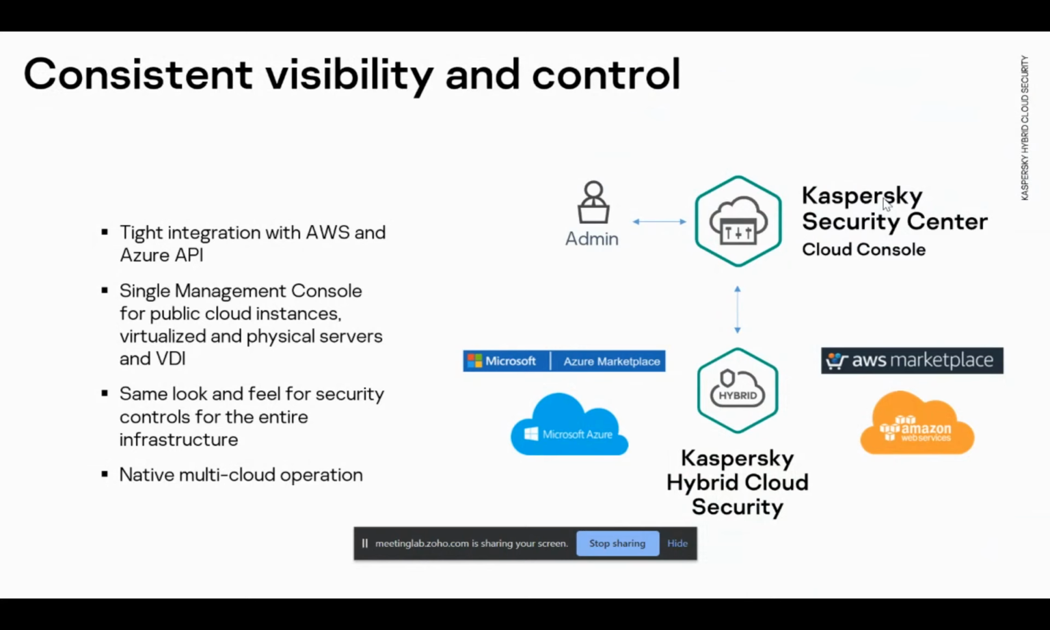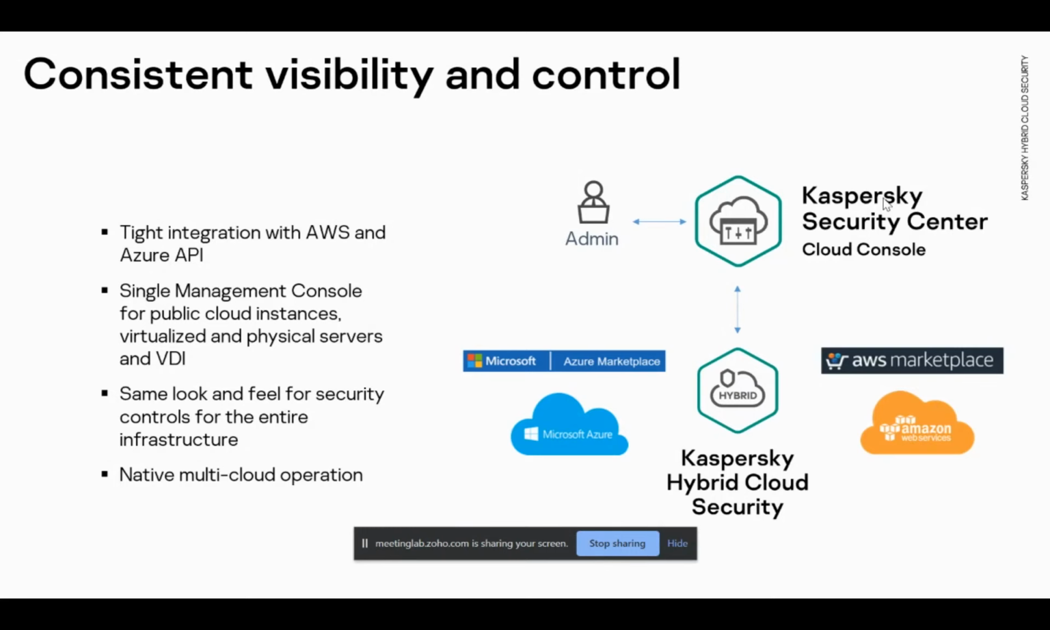We have a very tight integration with AWS and Azure's native APIs. We have a single management console for both public cloud and your virtualized on-premise infrastructure and the physical servers as well. As we mentioned, we have native multi-cloud operation as well. You can spin up resources from AWS cloud or Azure cloud. You can deploy Hybrid Cloud Security in the cloud as well, or you can deploy it on-prem and extend it to the cloud.